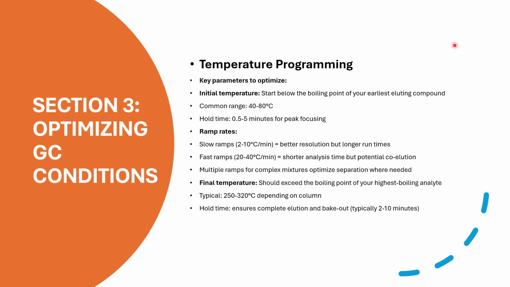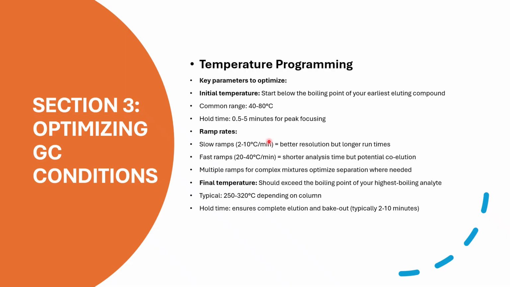Let's talk about temperature programming. This is where art meets science. Your temperature program controls your retention time, peak shape, resolution, and analysis time. So the key parameters to optimize: you need to start with the initial temperature, that is, start below the boiling point of your earliest eluting compound. The common range is 40 to 80 degrees Celsius, and you have to keep a hold time of about 0.5 to 5 minutes for peak focusing.